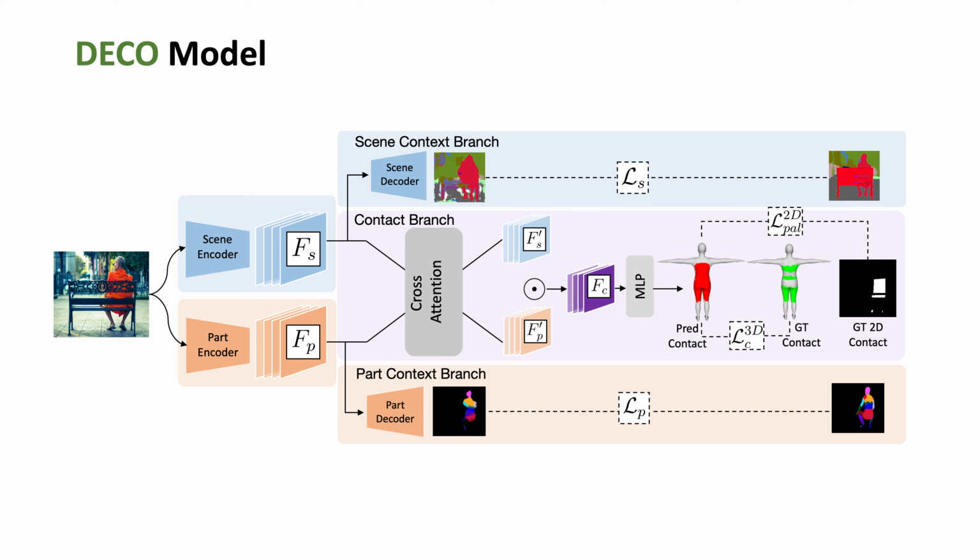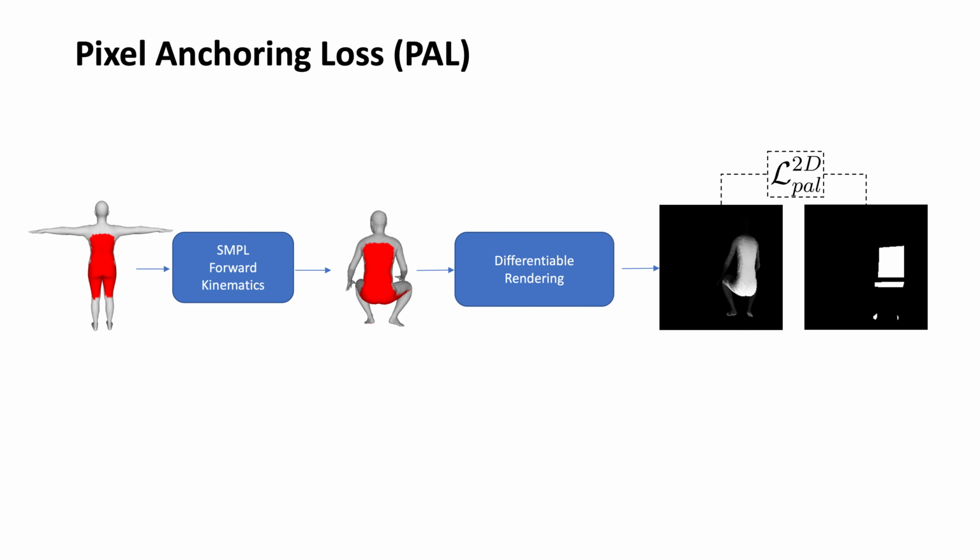DECO builds on the insight that human observers recognize contact by reasoning about the contacting body parts, their proximity to scene objects, and the surrounding scene context. DECO has two main technical novelties. First, DECO uses a body part-driven attention, a scene context-driven attention, and a cross-attention module. These explicitly encourage contact features computed from the image to attend to meaningful areas both on and near body parts and scene elements.